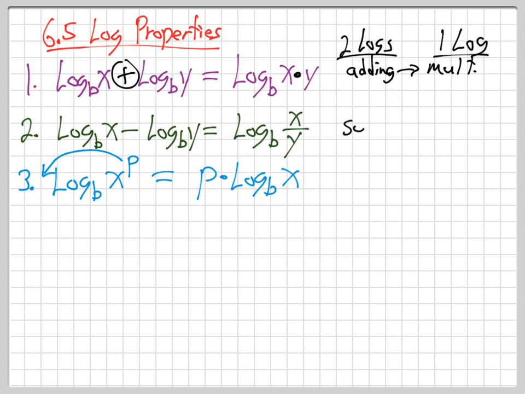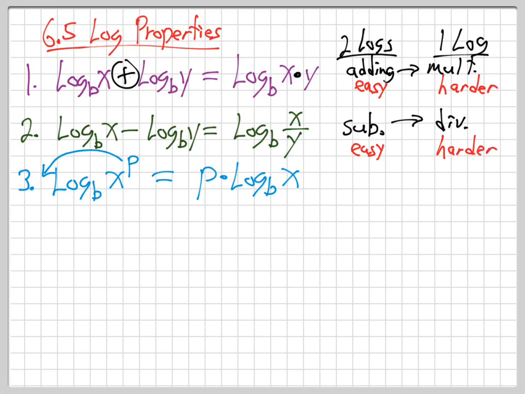And then down here, subtraction for 2 logs becomes dividing for 1 log. So notice, which is an easier operation, adding or multiplying? Which one did you first learn when you were a kid? Adding, right? So in other words, the easy operation for 2 logs becomes the harder operation for 1 log. The easy subtraction becomes harder division.